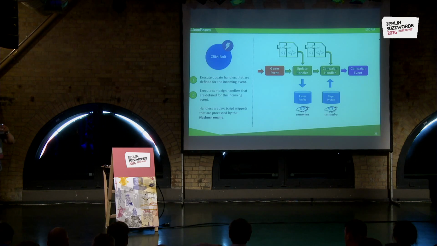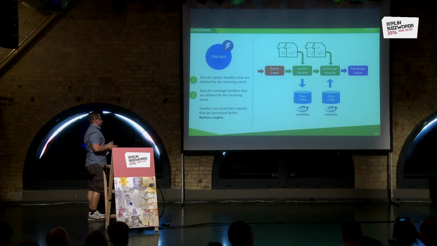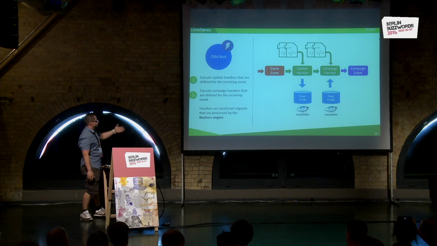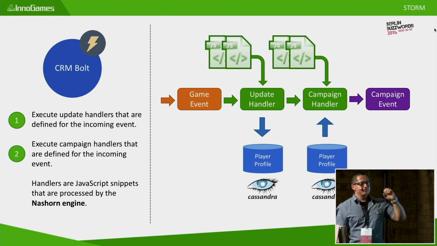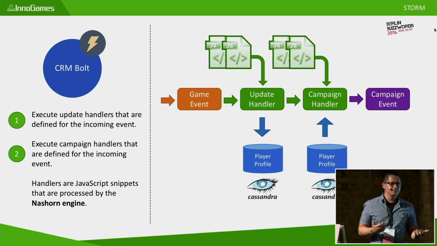Okay. So this is the CRM bolt. This is where all the logic happens. And this is actually quite cool because it's very simple, but also very powerful. It's doing just two things, basically. First of all, it gets an event, of course. And then every event has a type. Like you've seen in the beginning, there's a fight event, for example.